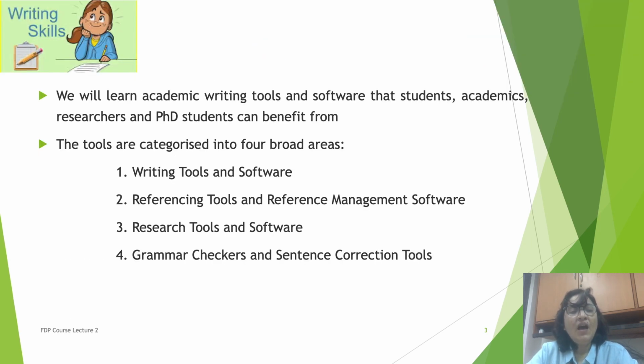Now, here we will learn about different tools of academic writing and software that not just faculty but students, academicians, researchers, and PhD students can benefit from. In this presentation, I have categorized the tools into 4 broad areas: writing tools and software, referencing tools and reference management software, research tools and software, and grammar checkers and sentence correction tools. So, I hope this includes the overall writing in science, the scientific writing things which we need, right?